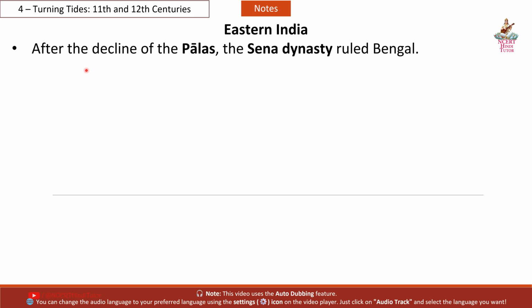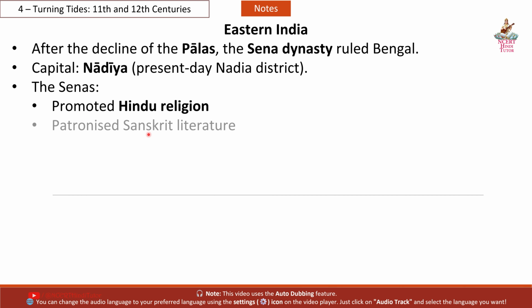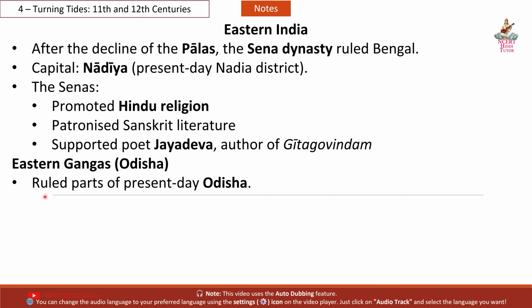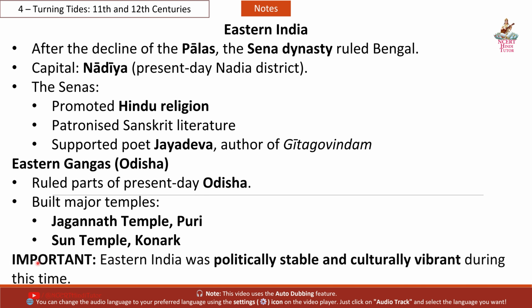Eastern India. After the decline of the Palas, the Sena dynasty ruled Bengal. Capital Nadia, present-day Nadia district. The Senas promoted Hindu religion, patronized Sanskrit literature, supported poet Jayadeva, author of Gita Govindam. Eastern Gangas, Odisha, ruled parts of present-day Odisha, built major temples: Jagannath Temple, Puri; Sun Temple, Konark. Important: Eastern India was politically stable and culturally vibrant during this time.